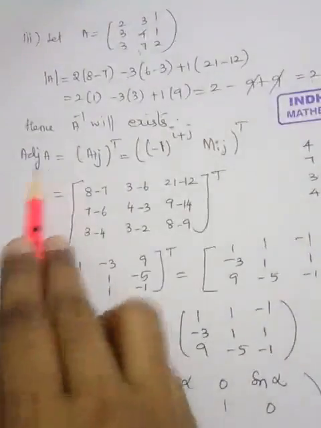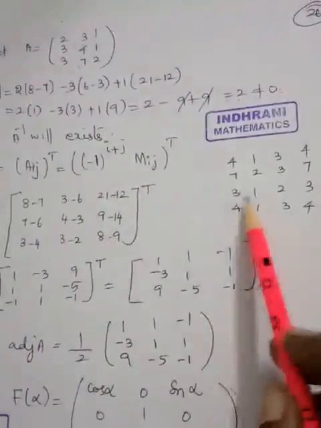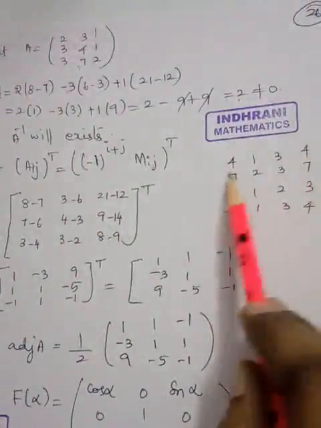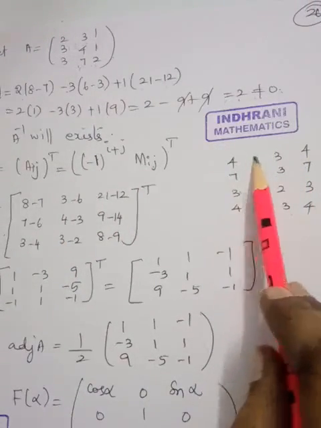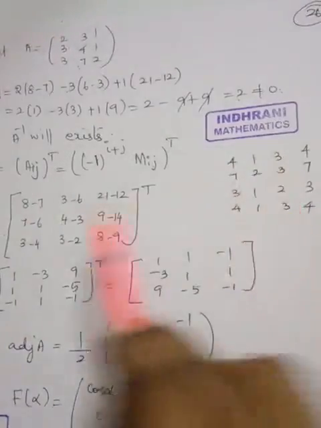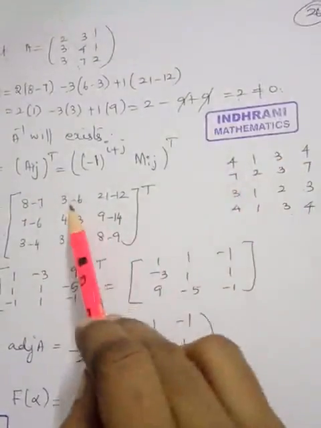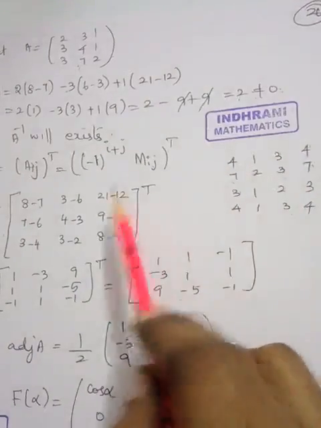So, your adjoint of A is equal to, we want to calculate this, that is called the signed minor. We want to make use of this rough work. So, for the first and second row, find out the determinant for each. 4 into 2 is 8, minus 1 into 7, 7, minus 7. 1 into 3, 3 into 2 is 6, minus 6. 3 into 7, 21, minus 4 into 3, 12.